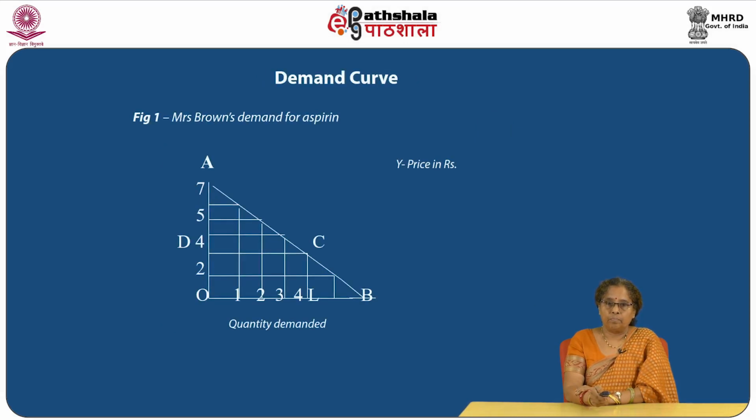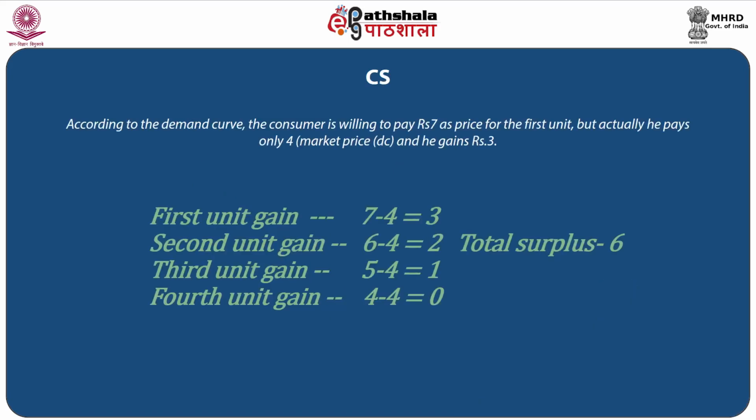Figure 1 gives you Mrs. Brown's demand for aspirin. On the x-axis you will find the quantity demanded, on the y-axis you will find the price. According to the demand curve, the consumer is willing to pay rupees 7 as price for the first unit of aspirin, but actually she pays only rupees 4, the market price as shown in the demand curve, and she gains rupees 3.